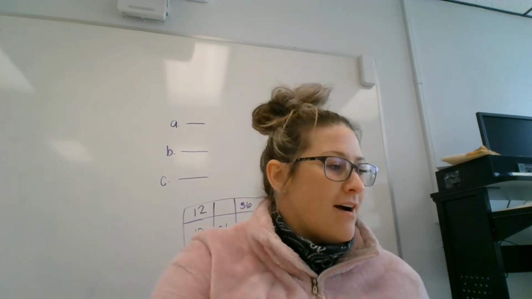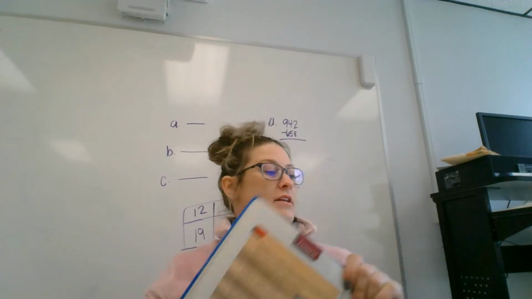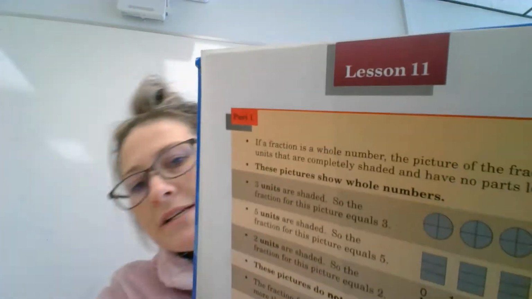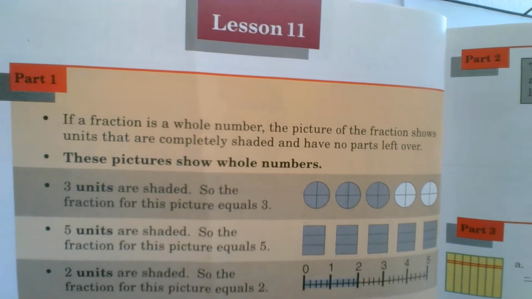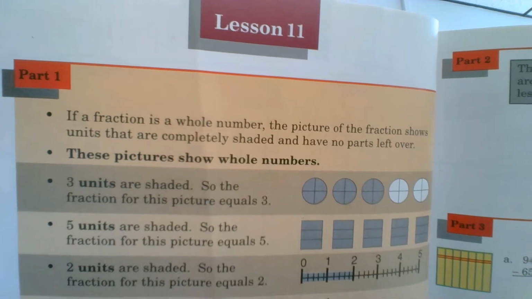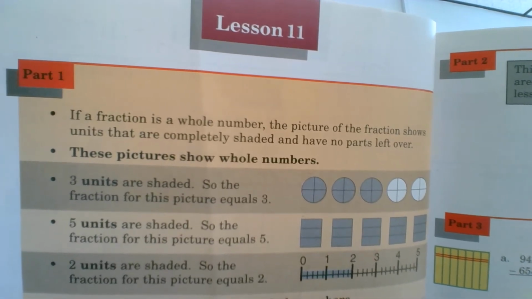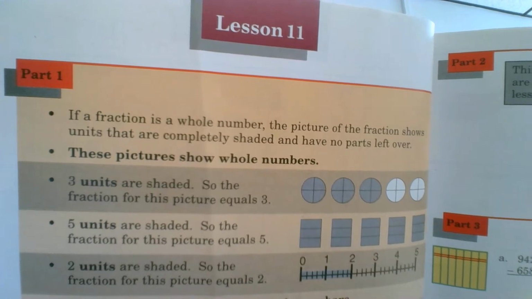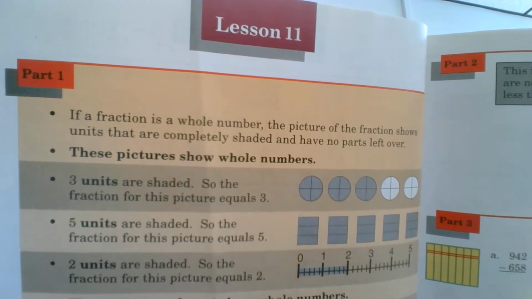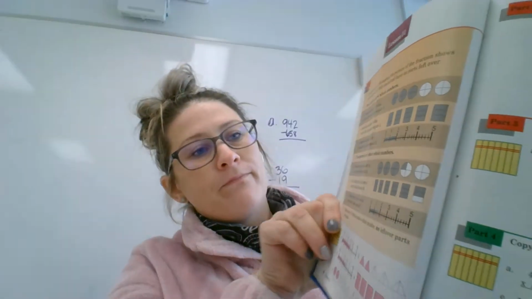All right. First, we are going to begin on the textbook pages. Find the first part, and I'll read what it says in the box. Follow along. If a fraction is a whole number, the picture of the fraction shows units that are completely shaded and have no parts left over. These pictures show whole numbers. You can see the pictures that show whole units. Touch the picture that shows circles.